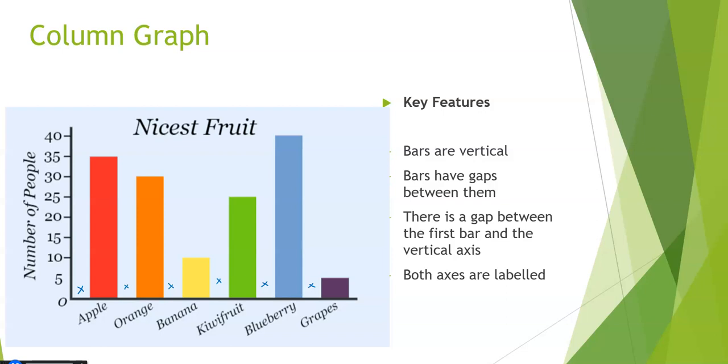Both axes are labelled. We have this axis labelled number of people. This axis has the fruit written on it. The graph has a title. Here we have the title nicest fruit, and the graph is given its own title. The vertical axis has a scale. You can see as we go up here, we have a scale of 5, 10, 15, 20, 25, 30, 35, 40, so that when we read the bars, we can see exactly what they mean.